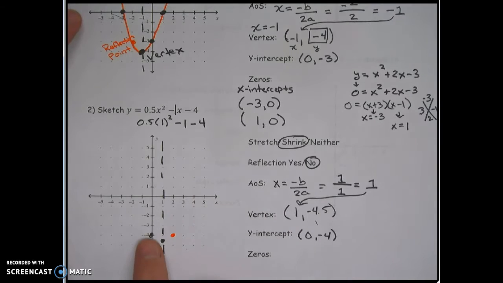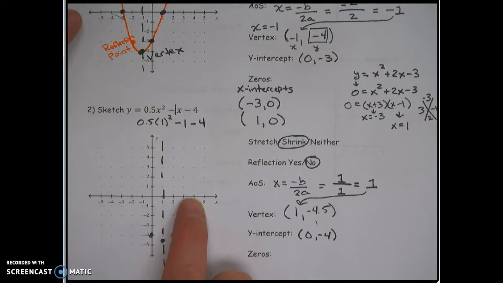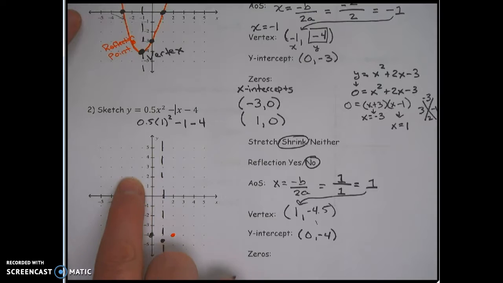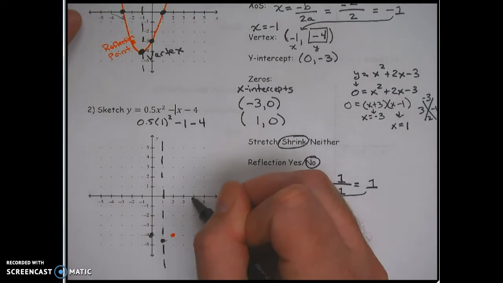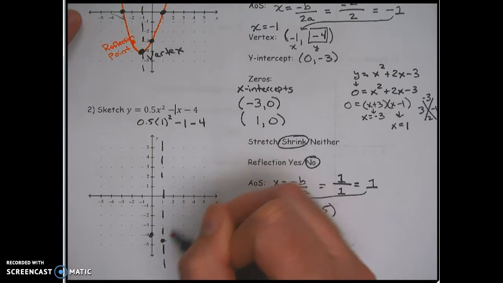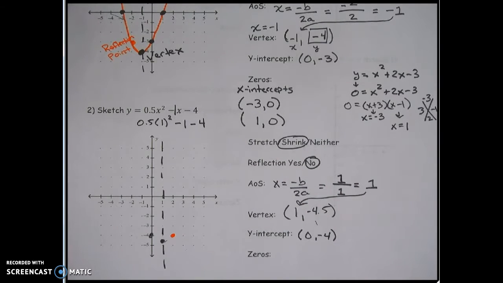Now when you have points that are so close to the vertex, it's still kind of hard to figure out where your x-intercepts are going to be, how wide to make this. I can kind of guess. Maybe it's going to be 3, maybe it's going to be 4, but it's kind of hard to tell. So we're going to now look for our zeros.